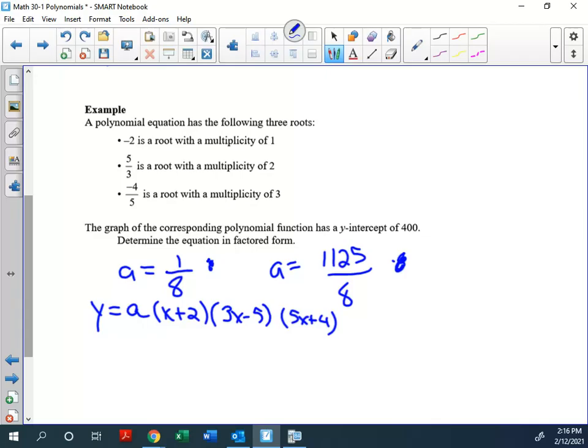What did Holden do? Not that. He did this. He said this is going to be x minus 5/3. This is going to be x plus 4/5. And that's how Holden got that A value. Is he wrong? No. It's not technically wrong. If I plug that in as the A value and graph it, would it have all of these characteristics? It does. He keeps going, I don't know, but he's right. If you did it this way and had your A value of 1/8, you had all the same characteristics.